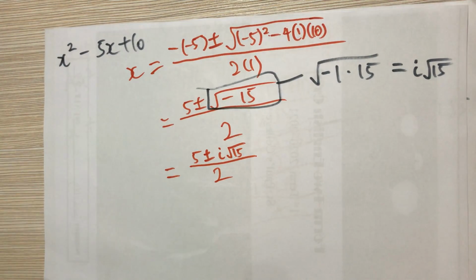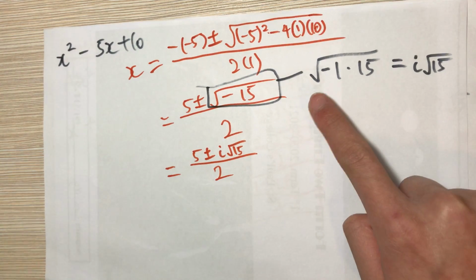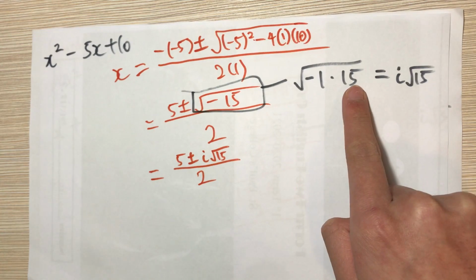Now that's how we find a quadratic equation with complex root. Not that hard, just plug in some value, and you have to remember how to split a square root.